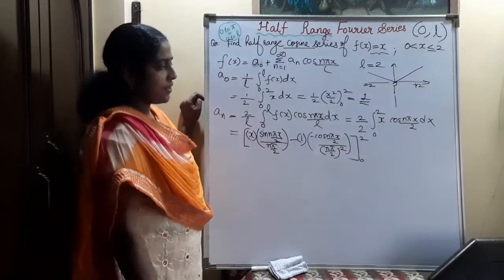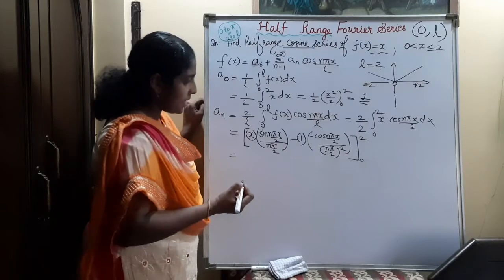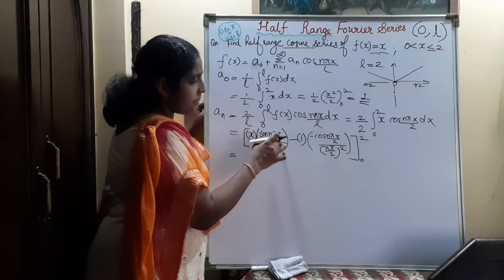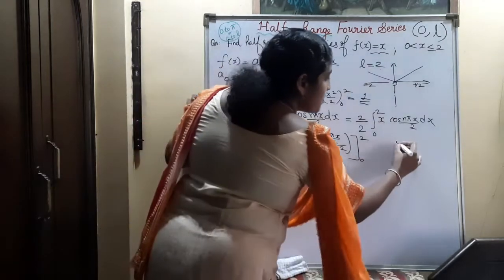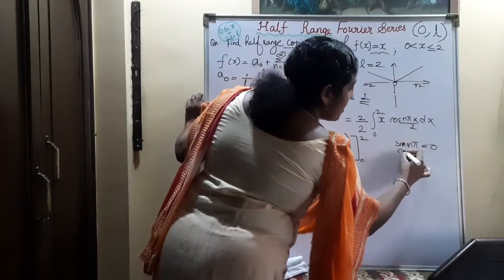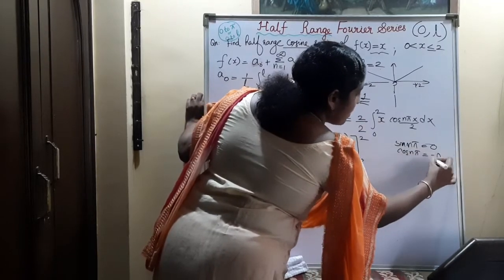So this is between the limit 0 to 2. Now we can apply the limit. If you are applying the upper limit, this is x equal to 2, so n pi sine n pi, what is the value of sine n pi? Sine n pi is equal to 0, cos n pi is equal to minus 1 raised to n.